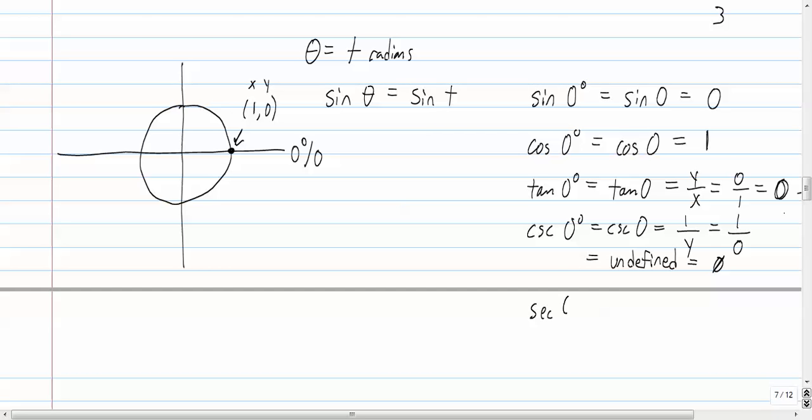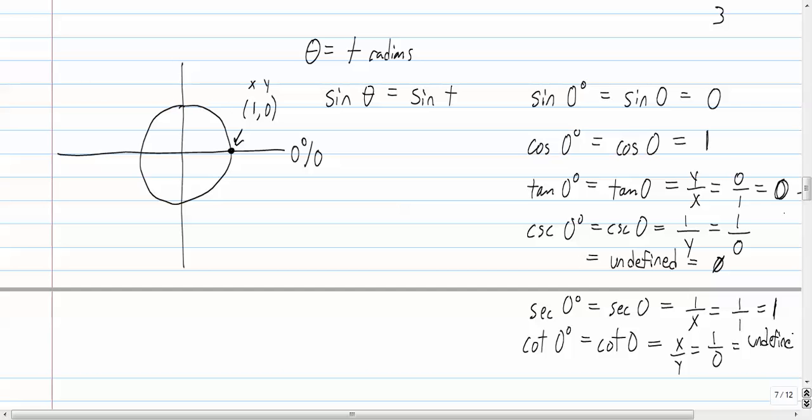Alright, let's see what the secant of 0 degrees or the secant of 0 radians is equal to. That's 1 divided by x. So 1 divided by 1, or just 1. And lastly, let's look at the cotangent of 0 degrees, or the cotangent of 0 radians. That's x divided by y. So that's 1 divided by 0. Also undefined.